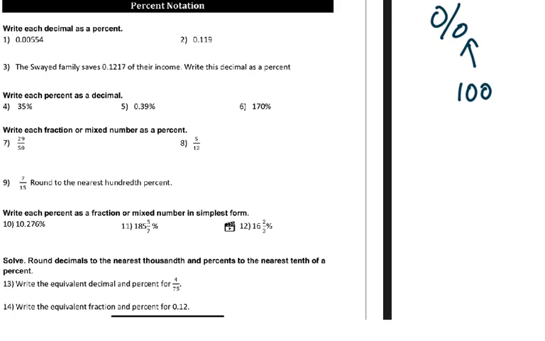It says write each decimal as a percent. So let's think for a second here. What does 0.00554 mean? If we count, we have 1, 2, 3, 4, 5. So this is the same thing as saying 554 over 1 with 5 zeros behind. Let's make sure I did that right. That's 1, 2, 3, 4, 5.